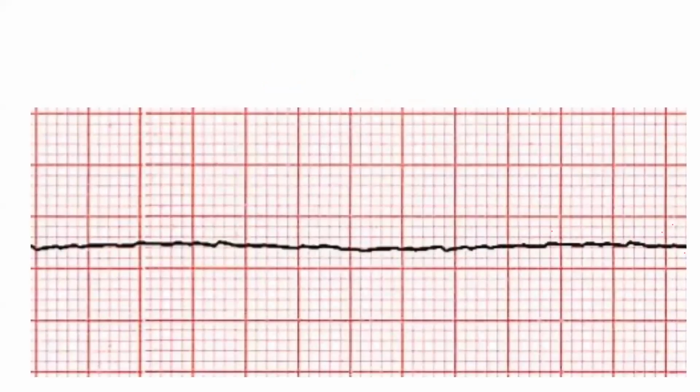All right, I think no one needs to try this. So no QRS complexes and it's a flat line. So this is going to be asystole. Okay, good.